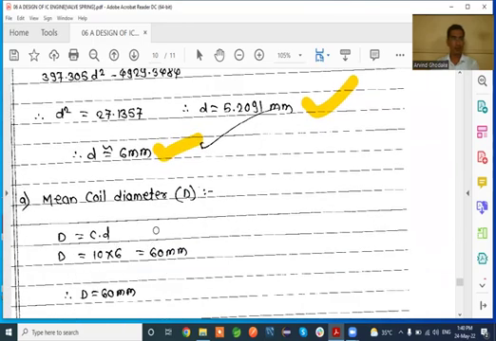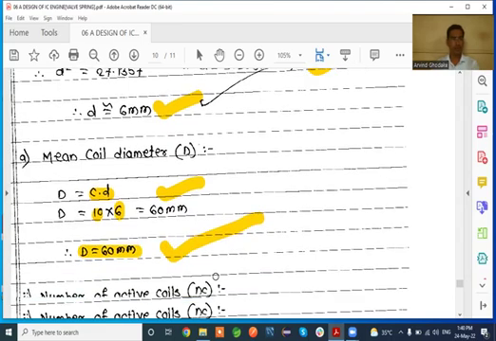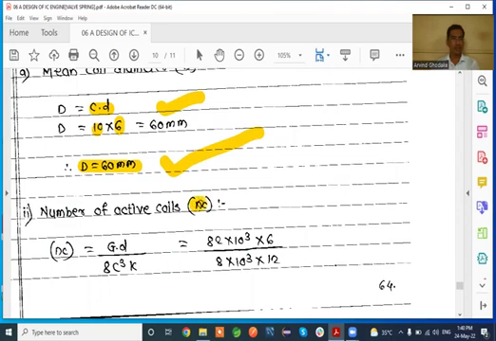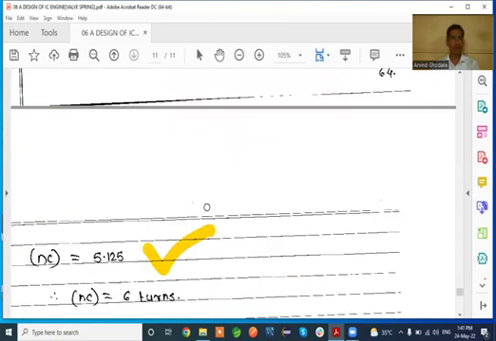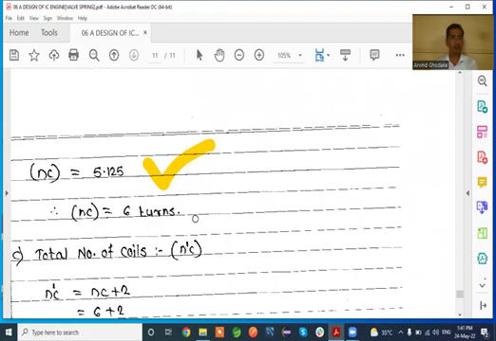Then mean coil diameter capital D is equal to C into D. Therefore, 10 is the spring index and 6 is the wire diameter. Therefore, the mean coil diameter will be equal to 60 mm. Then number of active coils NC will be calculated by using the formula G d by 8 C cube K. Therefore, by putting the value of G, then wire diameter, then spring index and K, you will get the number of active coils equal to 5.125. So the number of active coils will be equal to 6 turns.